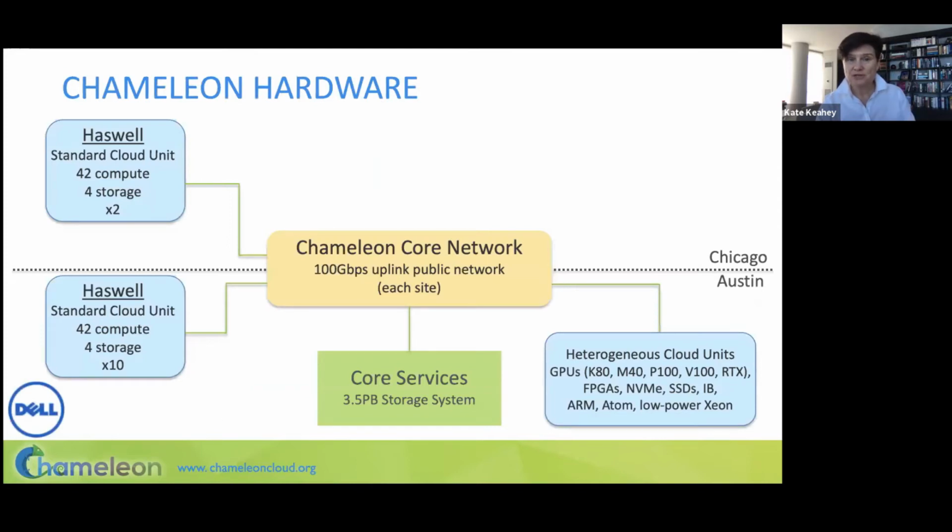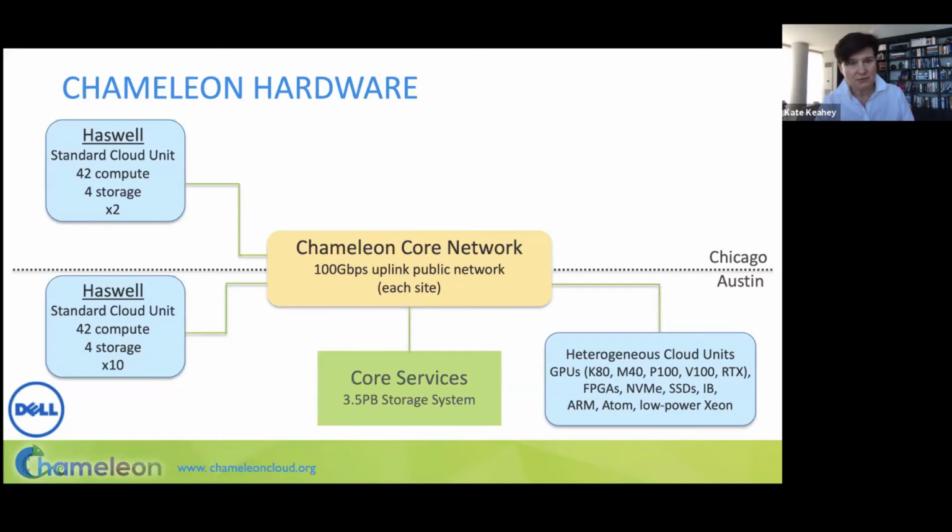So first of all, as far as the hardware goes and the experiments that we support, this is what we started out with, right? So we started out with 12 racks of Haswell, some at University of Chicago, some at TAC, 3.5 petabytes of global storage system, and lots of heterogeneous hardware.